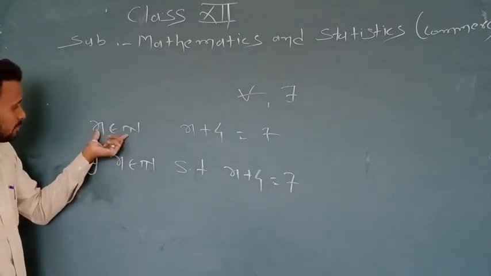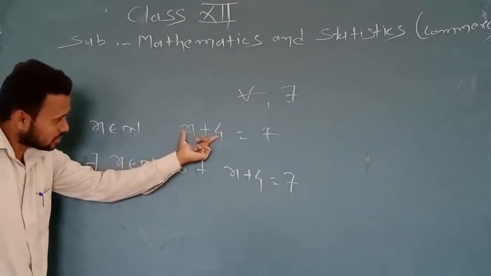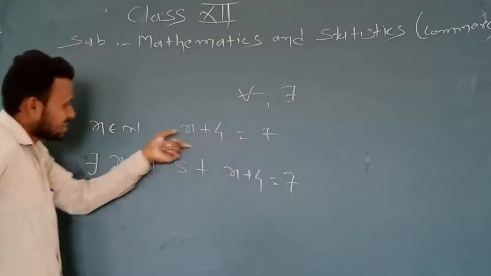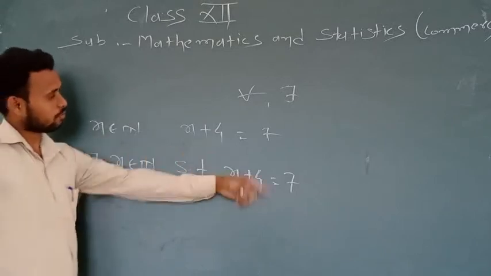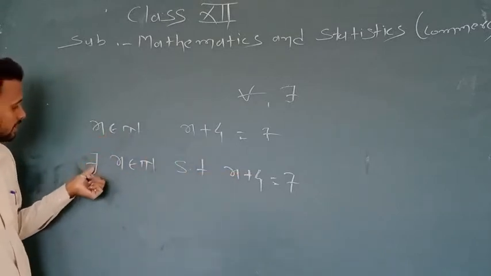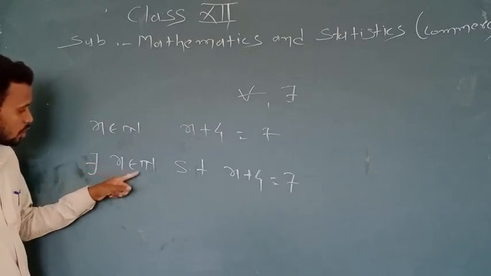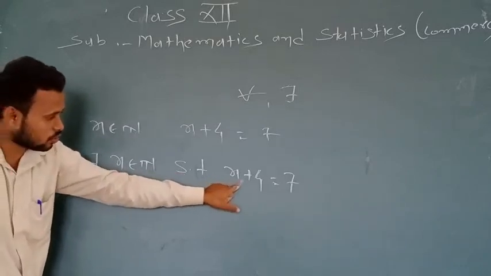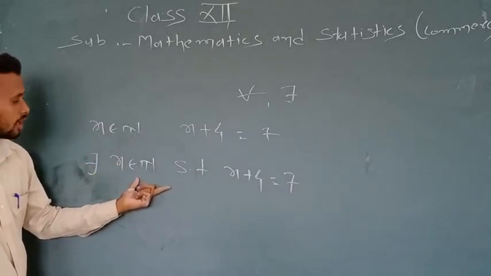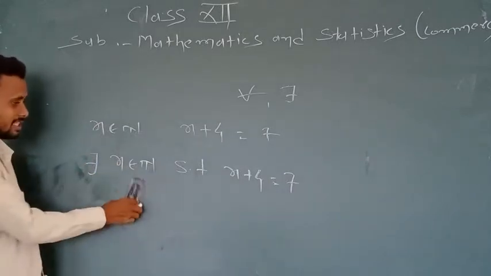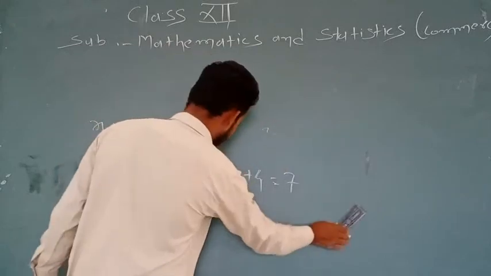x belongs to natural number, x plus 4 is equal to 7. It is a simple open sentence. Now in that open sentence we use the quantifier: there exists x belongs to natural number such that x plus 4 is equal to 7. Then it becomes a statement, and that statement is called a quantified statement.